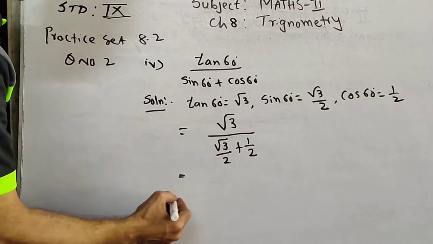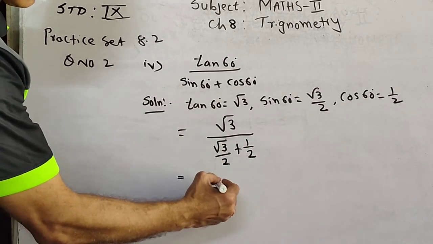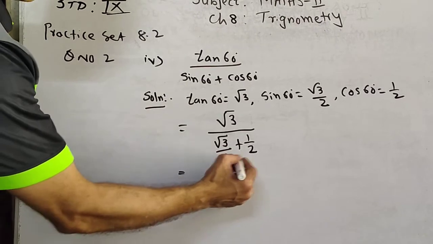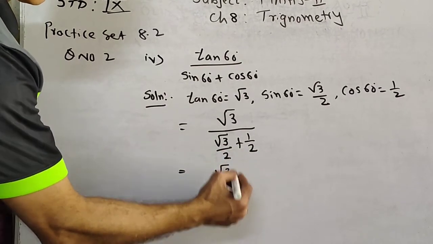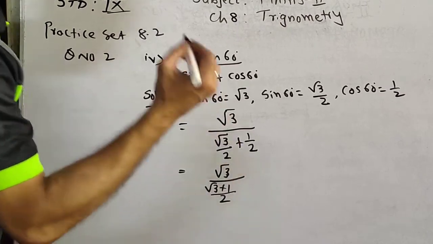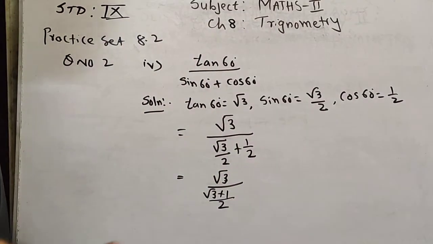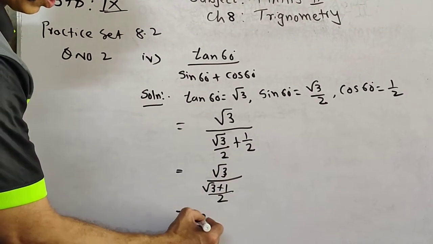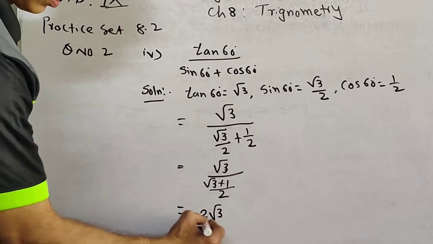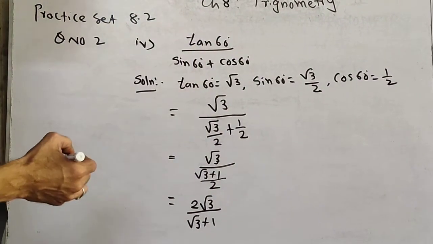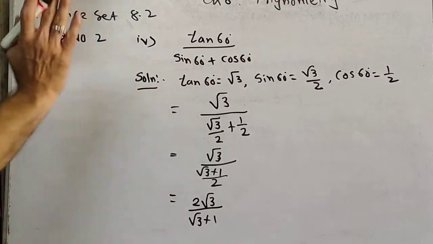Now here you can see the denominator is the same. So root 3 will be the same here. Root 3 is the same, 2 is the same. Denominator is the same. Numerator is root 3 plus 1. Okay, so this will be a reciprocal. So 2 will come up. 2 root 3 upon root 3 plus 1. Okay, you got the answer here.